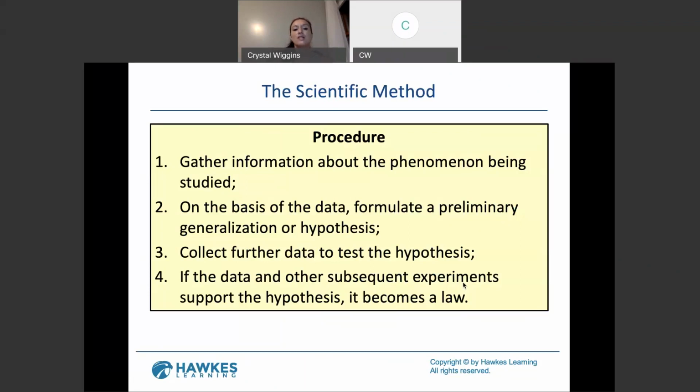Okay, then you want to take that data and formulate a preliminary generalization or hypothesis. So a hypothesis is your educated guess. You're going to want to make some decision about what you think the data is going to tell you. Then you're going to want to collect further data to test that hypothesis to see for sure if you are correct in what you hypothesized. If the data and other subsequent experiments support the hypothesis, then it becomes a law. Then you say, oh, now I know this, not just I'm guessing.